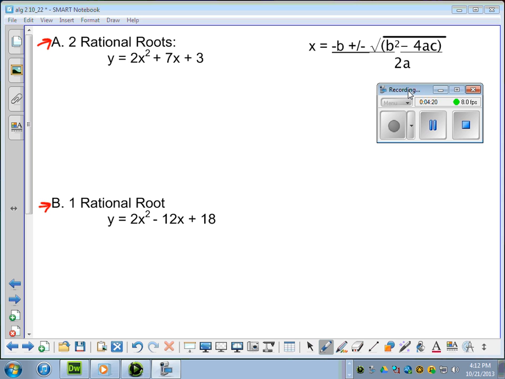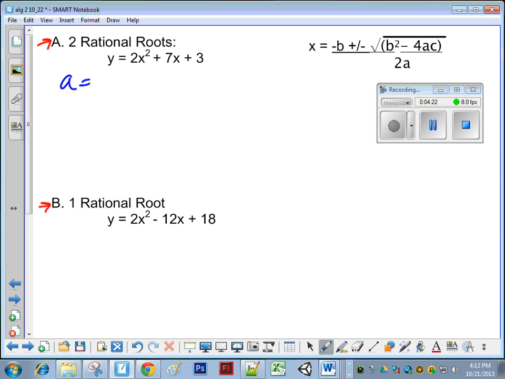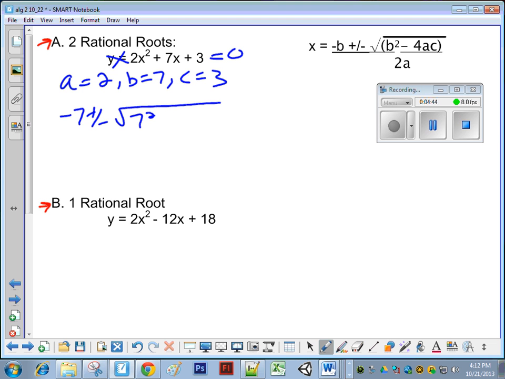So just like before, I know A equals the x squared, which once again, I don't need y equals, I need it equal to 0. A equals 2, B equals 7, C equals 3. So I'll plug it in, negative B, which is negative 7, plus or minus the square root of b squared, which is 7 squared, minus 4 times 2 times 3, all over 2 times 2.